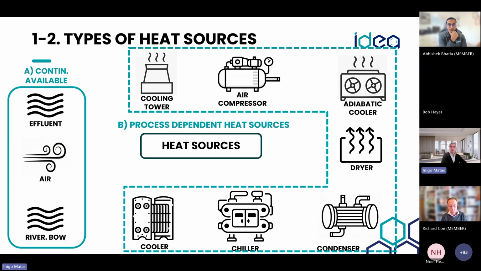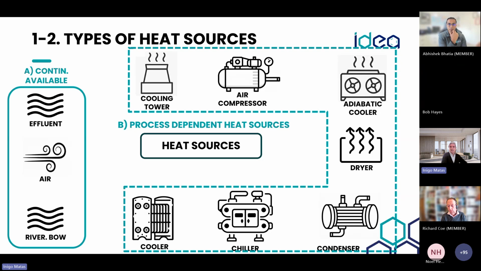Of all those heat sources, we could classify them in two categories, because many people think of heat pumps as something they might have at home. That kind of heat pump is one where the heat source is continuously available. We have here on the left, that could be the effluent. We could have an air source heat pump, which is taking energy from the air, or it can be a river or a body of water, like underground water.